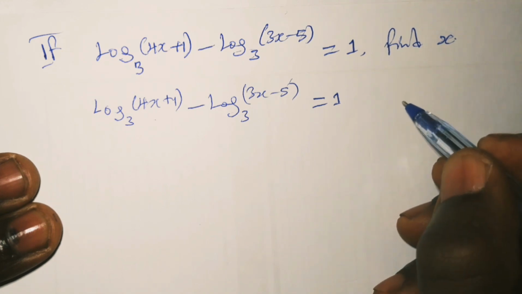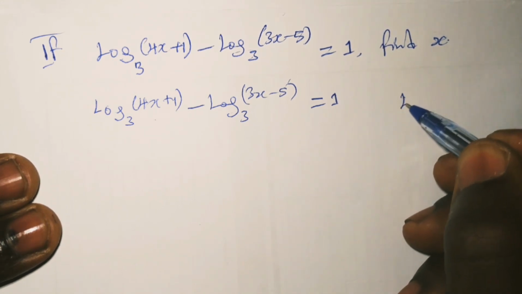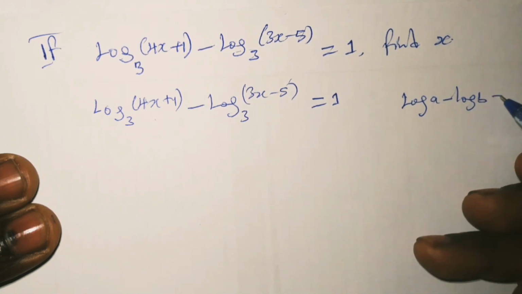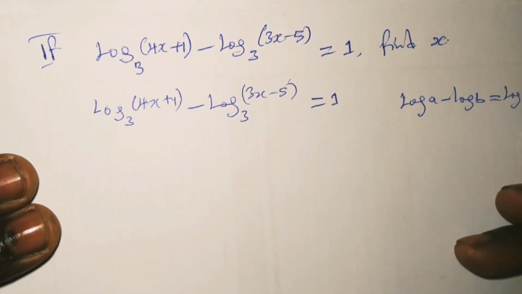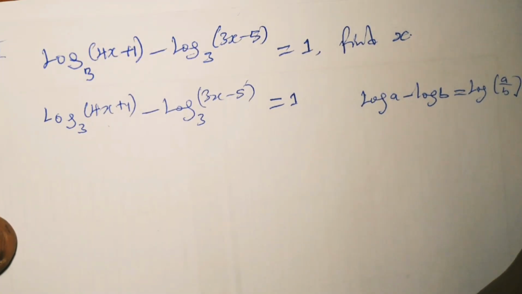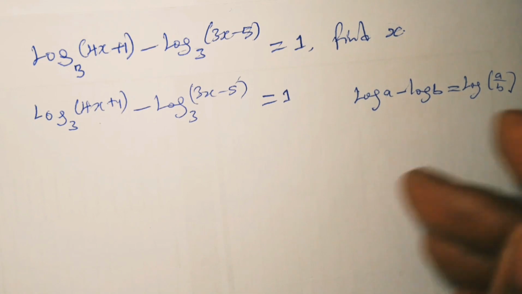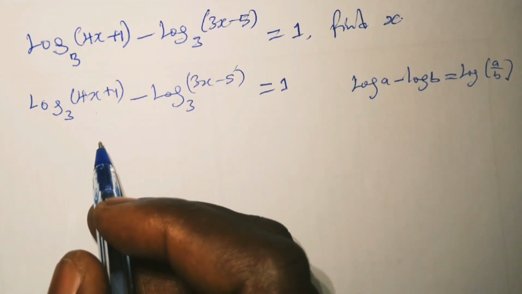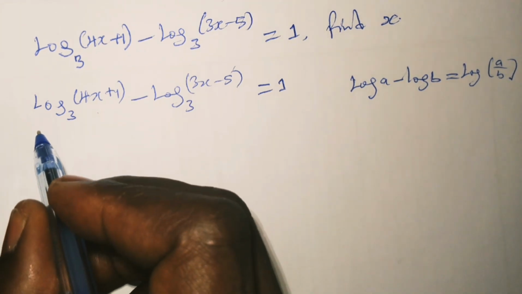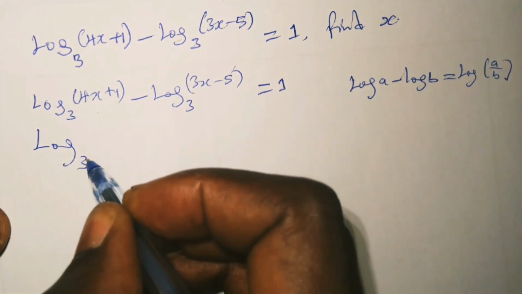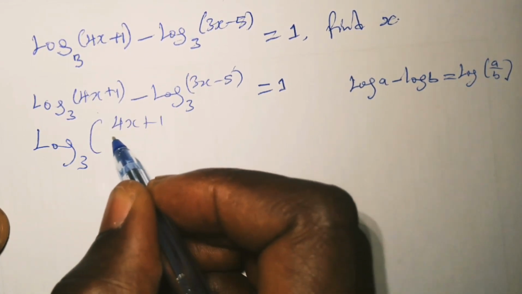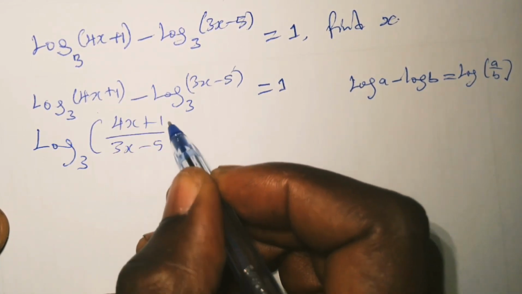Remember, there is a law of logarithms that if you have log a minus log b, the answer we will express as log of (a divided by b). So this law will apply here. By applying this, we will have log base 3 of (4x + 1 divided by 3x - 5).